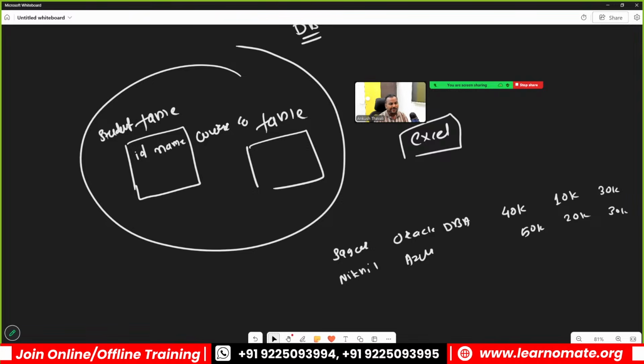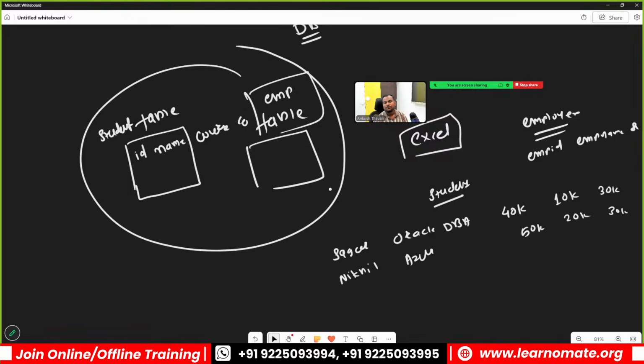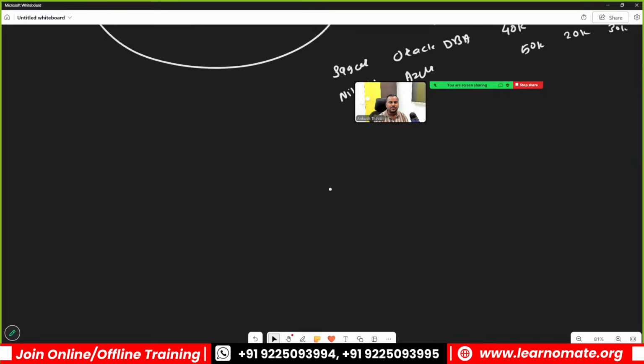I may have multiple tables also, because when I'm running the business, I don't have only students. We have employees also, so I'll create one employee table too. What information will we store for an employee? Every employee will have an employee ID, an employee name, and obviously some salary. All this information we will store in the employee table. So one database may have multiple tables based on its use cases.